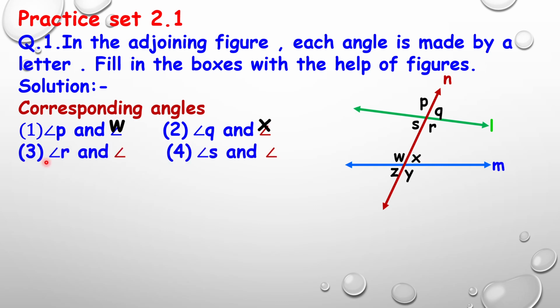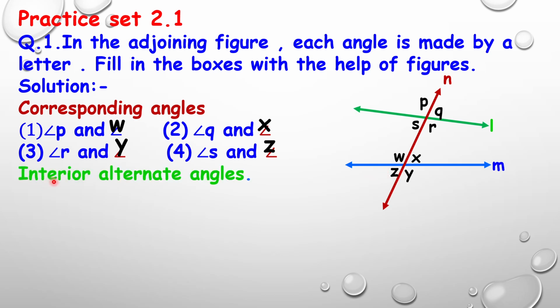Third pair of corresponding angles. Here, the angle given is angle R. You observe the figure and find the corresponding angle of angle R. Yes, angle Y is the corresponding angle of angle R. Observe in the figure which is the corresponding angle of angle S. Z is the corresponding angle of angle S.